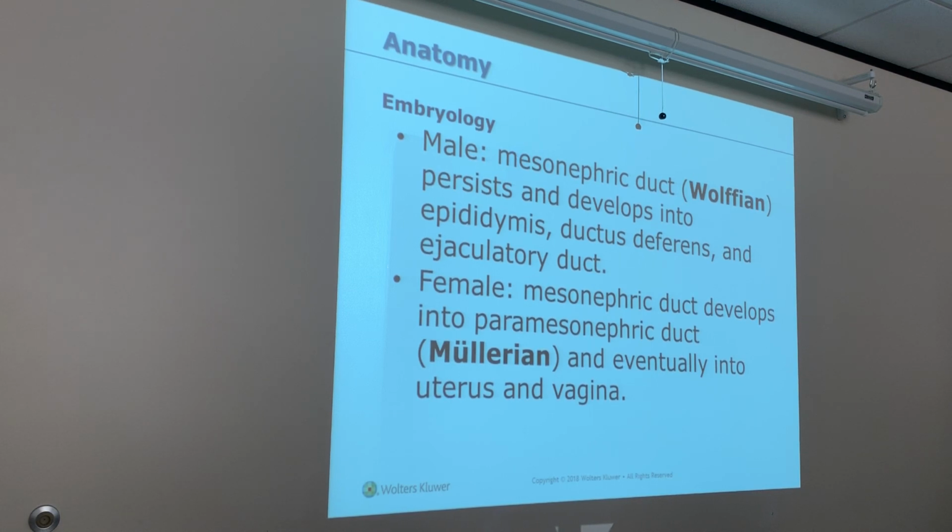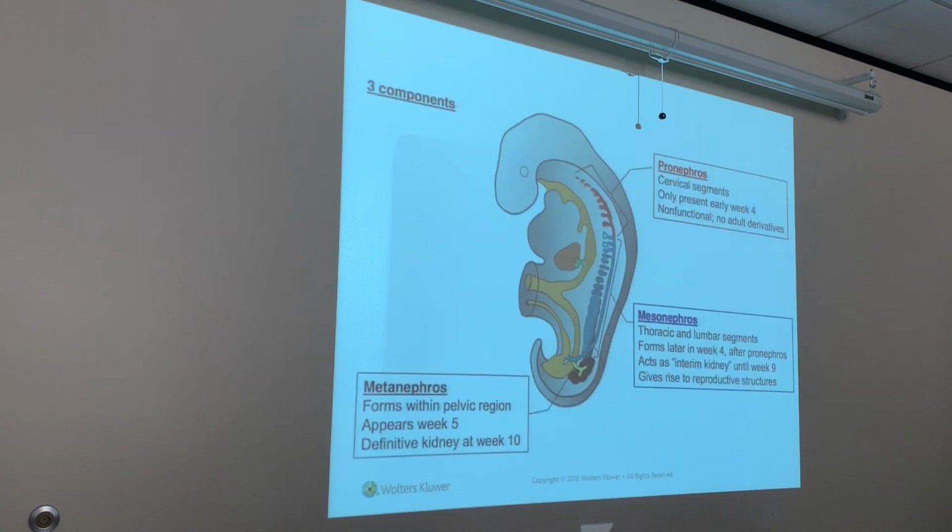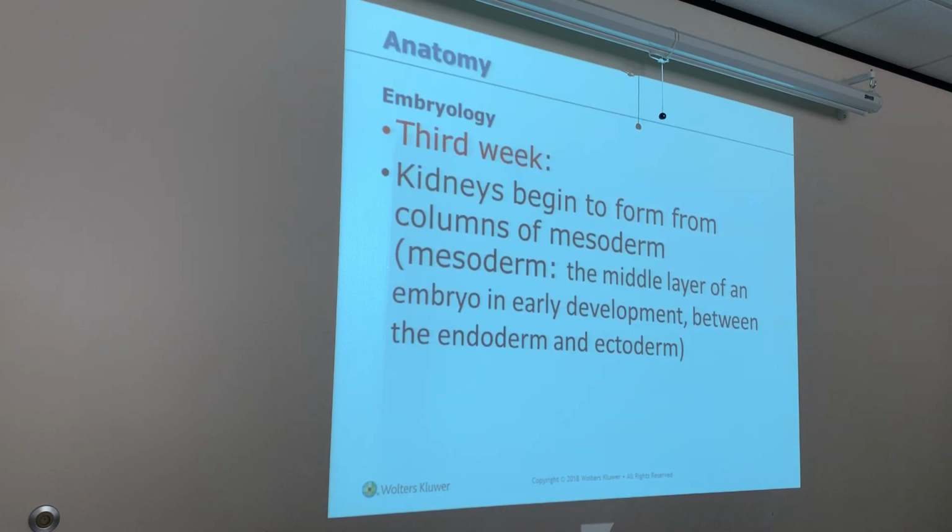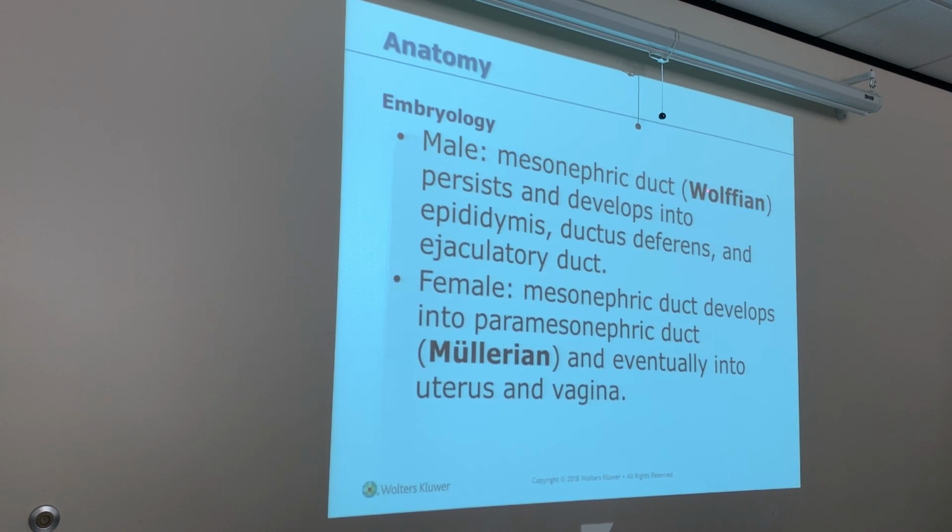Why? What's the relationship? That's what we've been talking about for the last 30 minutes. They form from the very same thing, the mesonephric duct, okay? So here, pronephros go away. This leaves a duct for the primary, and that leads up to the mesonephric duct. The mesonephric duct, in males, it's a Wolffian duct. In females, it's a Mullerian duct.